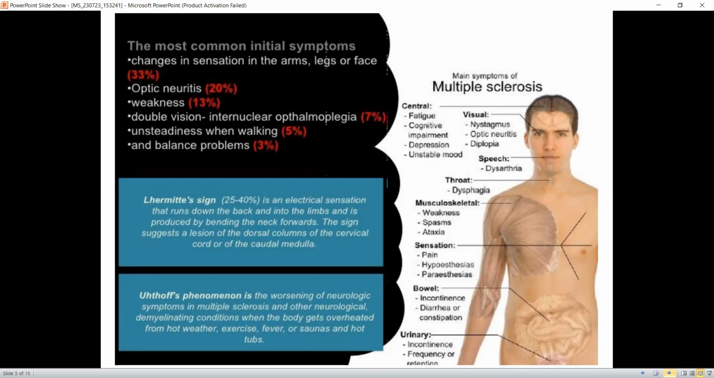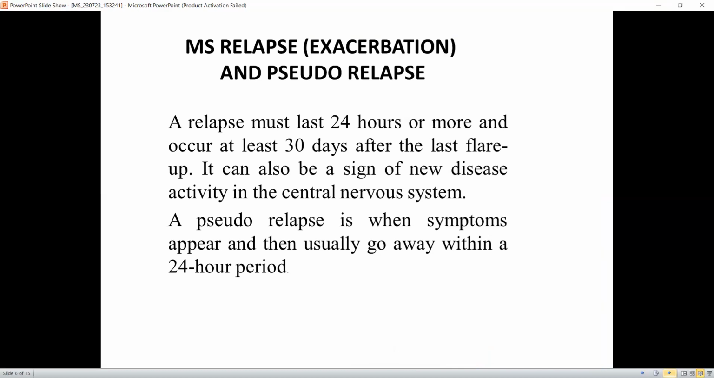Speech and swallowing symptoms are dysarthria, which is difficulty in articulation of speech, dysphonia, disordered sound production, and dysphagia, which is difficulty in swallowing. Bladder and bowel symptoms are spastic and flaccid bladder, constipation, diarrhea, or incontinence.